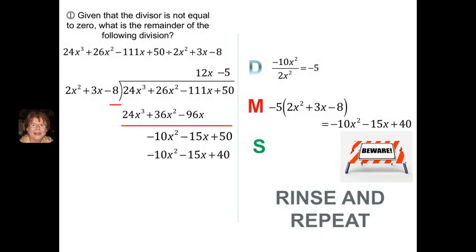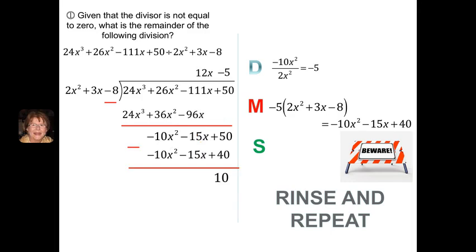And you've got to be careful with your subtraction. When I subtract, negative 10x squared minus a negative 10x squared is the same as plus 10x squared. So they eliminate. Same here. Negative 15x minus a negative 15x is the same as negative 15x plus 15x. That eliminates. We're going to subtract. 50 minus 40 gives to me 10.